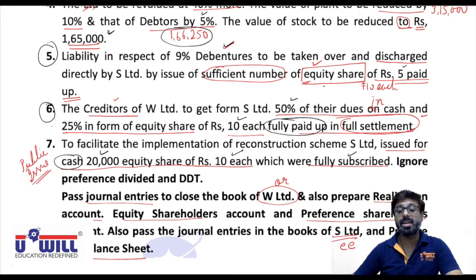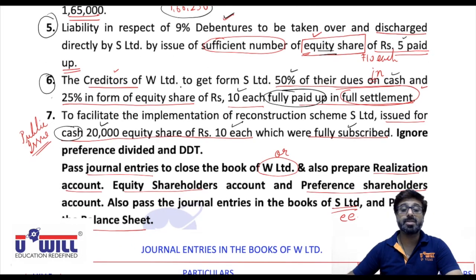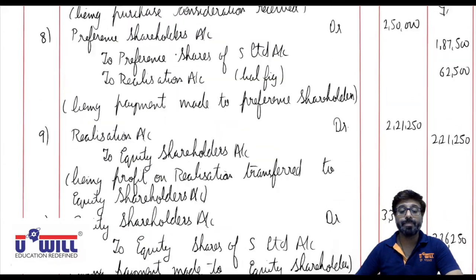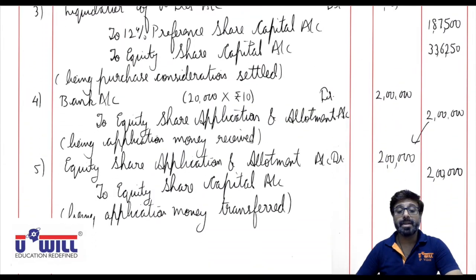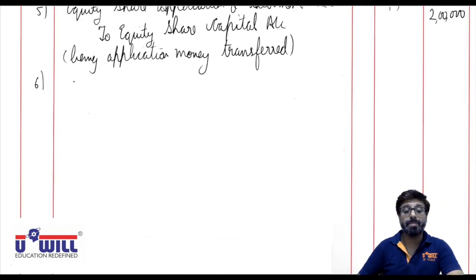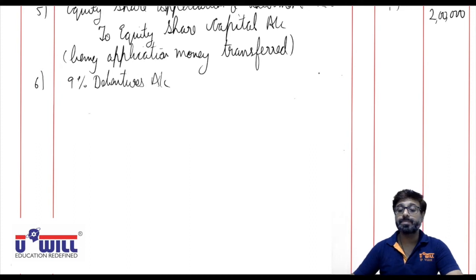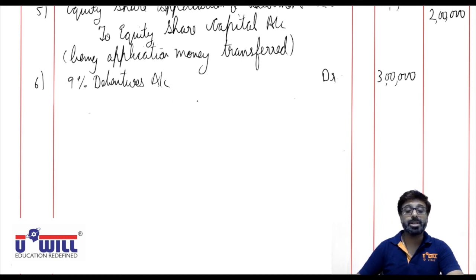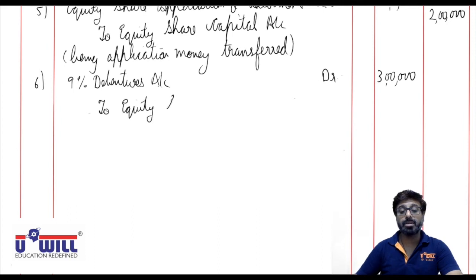Debentures are settled by giving equity shares. Creditors are settled by giving cash as well as equity shares. First we take up with debentures. Okay, so these debentures, 9% debentures, 3 lakh we have to reverse and debit to settle the liability. 9% debentures account debit with 3 lakhs. Now what are we giving against that? Equity shares. So to equity share capital account 3 lakhs.